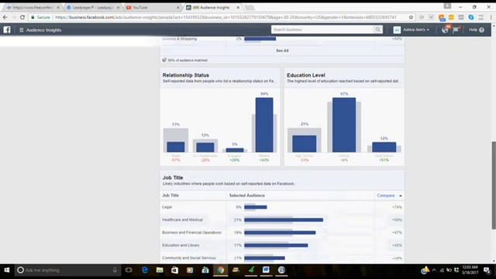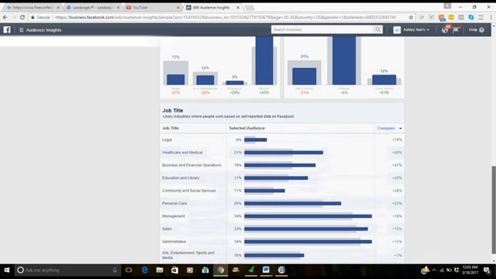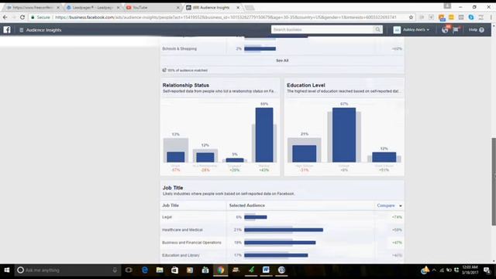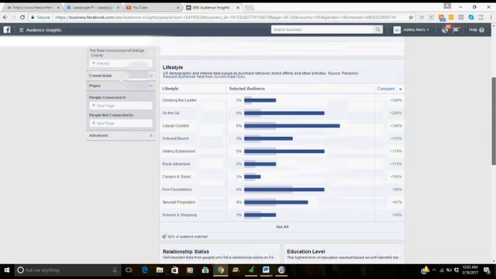And then here we get down to the job title. So if we want to find out what our Trishas do, a few of them work in the legal field. There's healthcare and medical, business, financial operations, education, library, all of that good stuff. And you can see all of them. So boom, here it is, but it gets gooder.